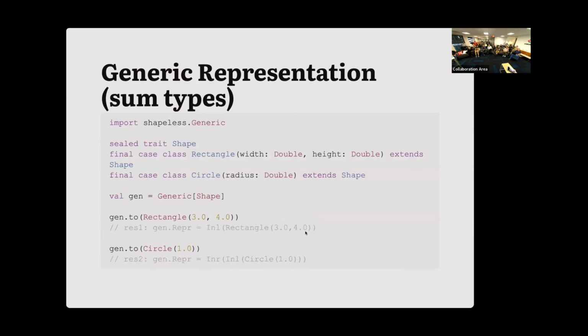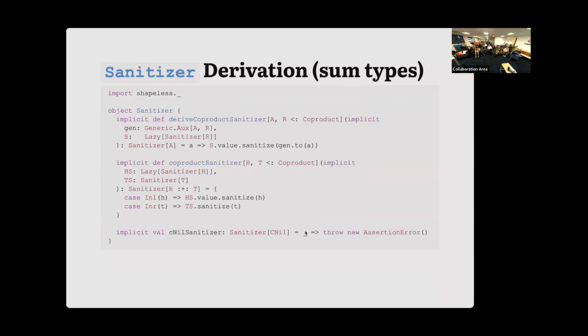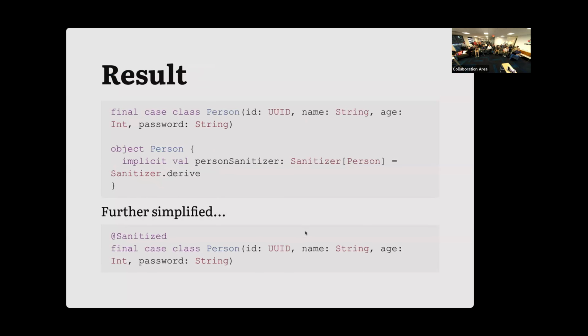And the same idea goes for sum types. I won't go too much into this. Pretty much the same. You basically go through all possible subclasses and match it to whichever it is passed, and make sure that there is an implicit sanitizer for that. If it is found, then your code will compile. If it's not found, it will just throw a compilation error.